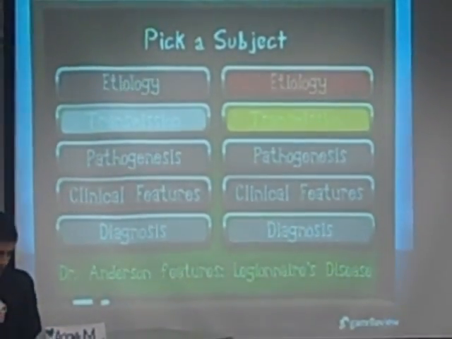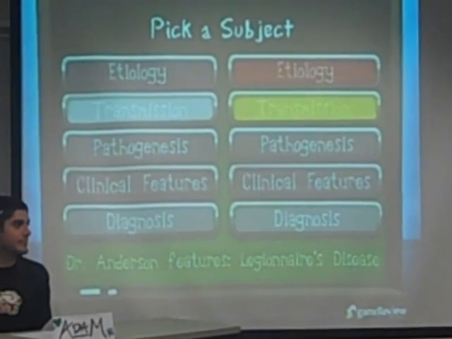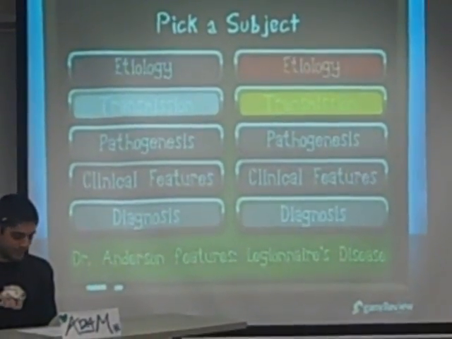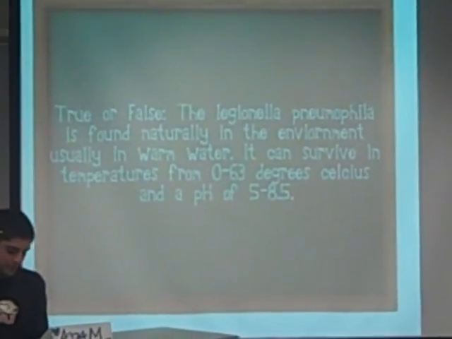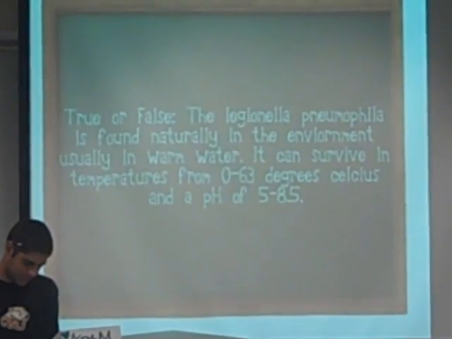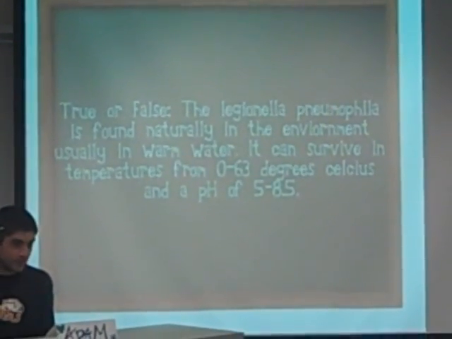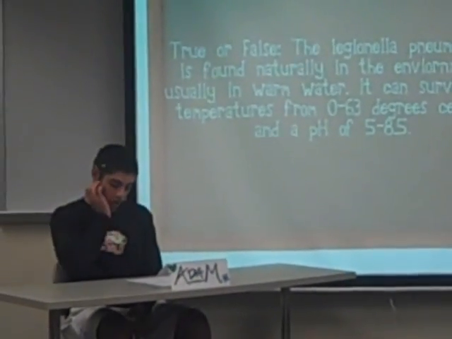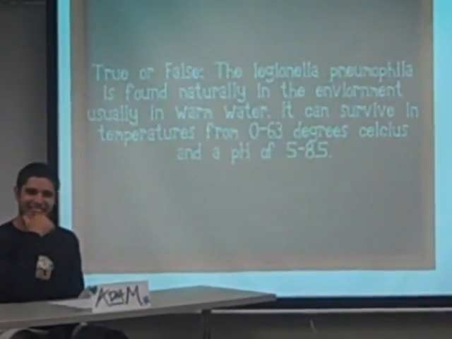Pick your next category. Transmission, please. Okay, and I'll let expert Amanda come back and ask these questions. All righty, your next question. True or false? The Legionella pneumophila is found naturally in the environment, usually in warm water. It can survive in temperatures from 0 to 63 degrees Celsius and a pH of 5 to 8.5. True? Why, that is correct. Common sources where this bacteria is found are hot tubs, swimming pools, fountains, cooling units, and plumbing systems. It cannot be spread from one individual to another.